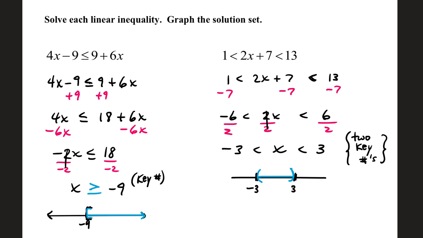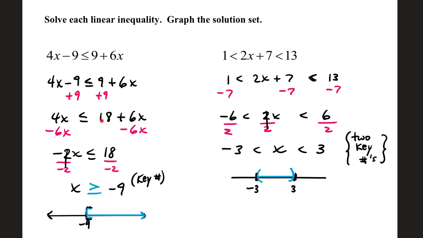The example to the left, 4x minus 9, less than or equal to 9 plus 6x. I just recopied it here. I asked in class what y'all want to do. You told me to add 9 to both sides. That's a great decision. 4x minus 9 plus 9 leaves 4x. 9 plus 9 plus 6x, that's 18 plus 6x.